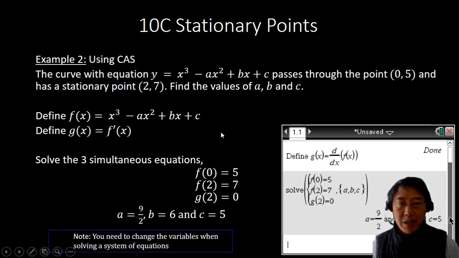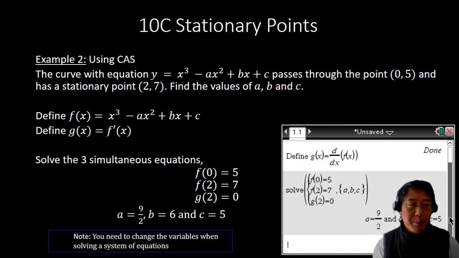And that's the application when you deal with stationary points. Oh, I'm in the way again.